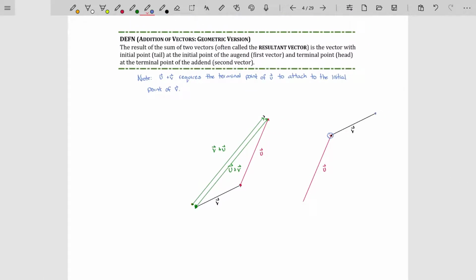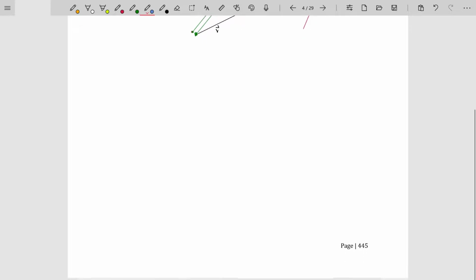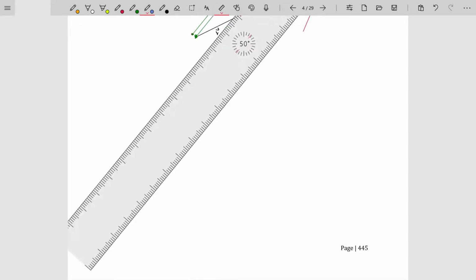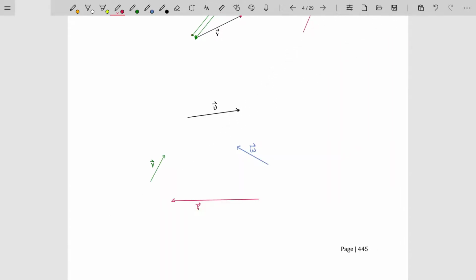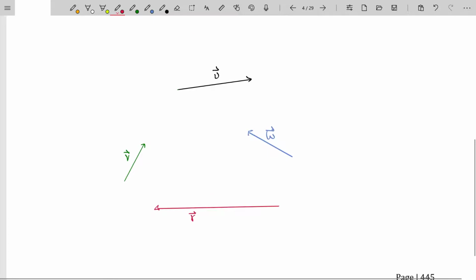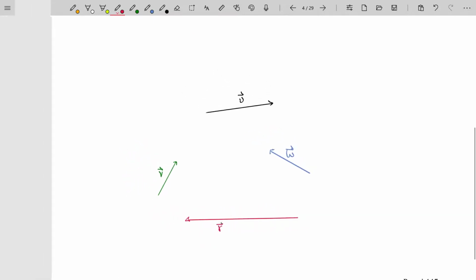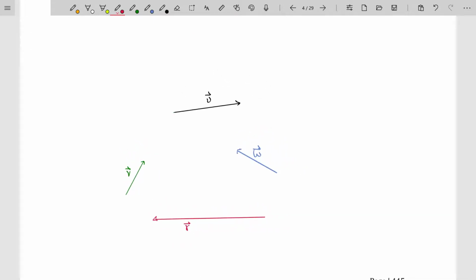By the way, you can add a lot of vectors this way. In fact, since we're here, we might as well just do it. So let's suppose that you wanted to add maybe 4 different vectors. So here we have v, u, w, and r. And let's suppose that we want to add it this way. Let's say we want to know what r plus v plus w plus u are.